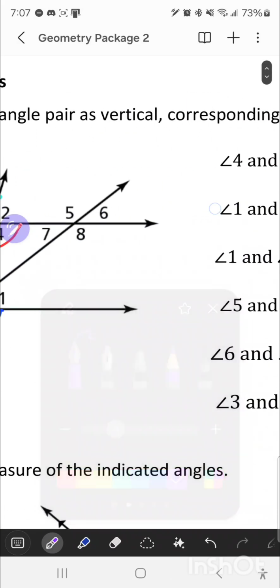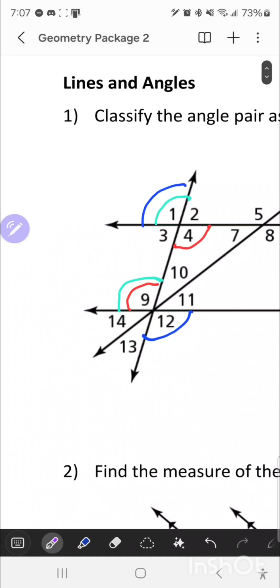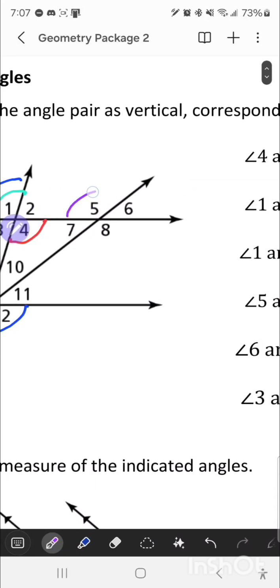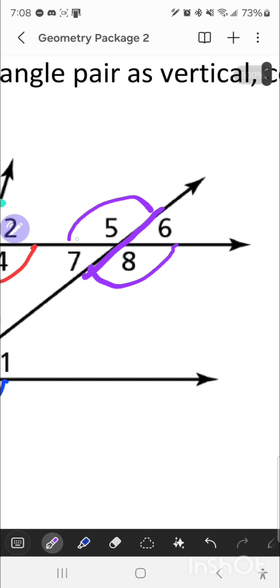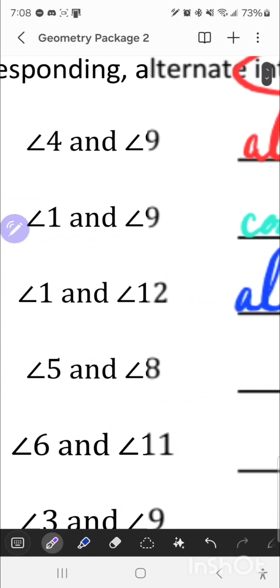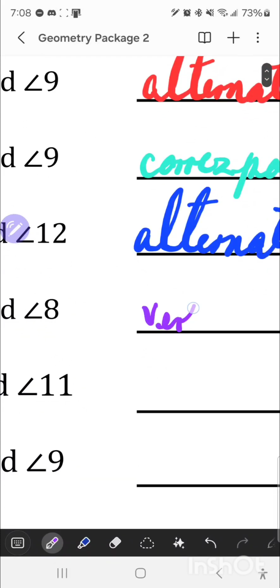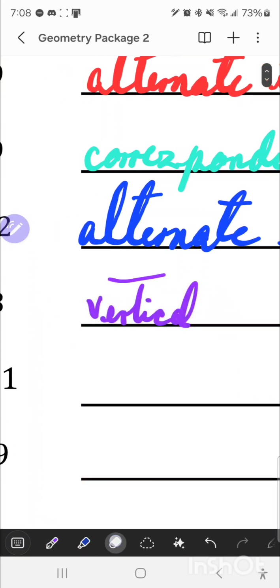Now come here, another color. And say, okay, now 5 and 8. So 5 and 8. Oh, when I say this, I see an X. Okay, I see an X here. So an X means they are vertical angles. So 5 and 8 is just vertical. Vertical angles.